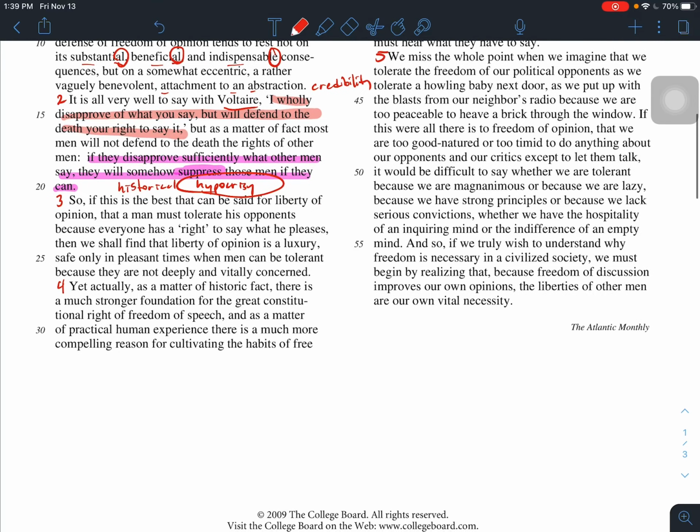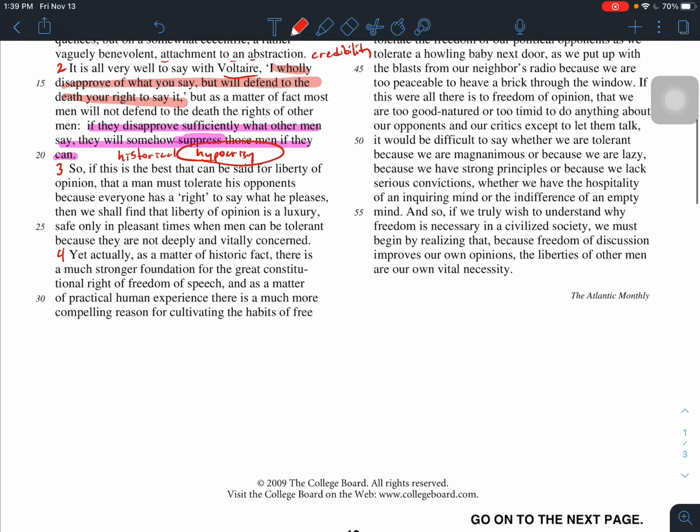All right, let's move along to paragraph number 3. So, if this is the best that can be said for liberty of opinion, that a man must tolerate his opponents because everyone has a right to say what he pleases, then we shall find that liberty of opinion is a luxury, safe only in pleasant times when men can be tolerant because they are not deeply and vitally concerned. So, that is a luxury, that this liberty of opinion is a luxury.